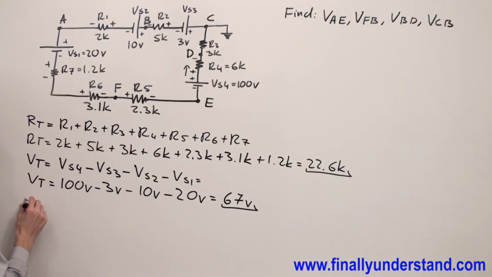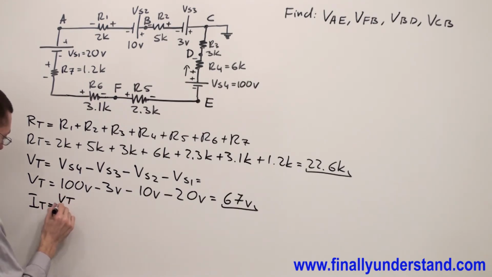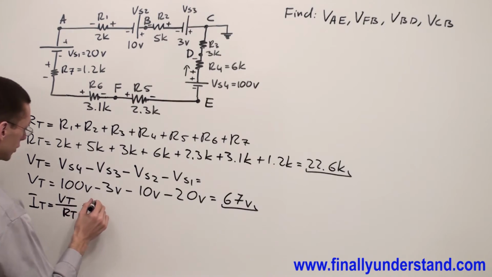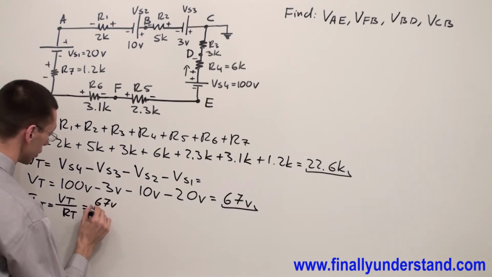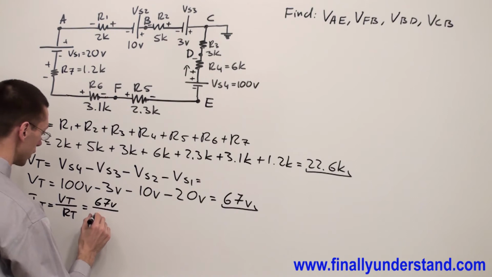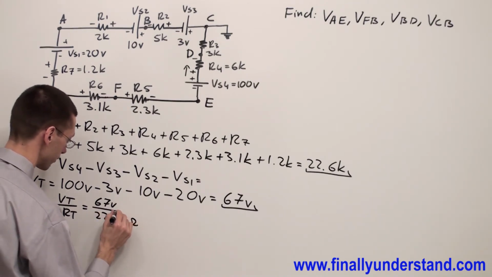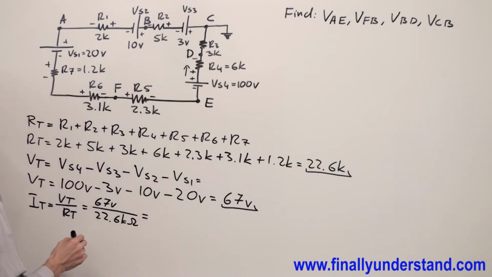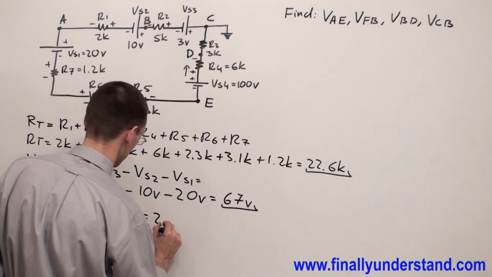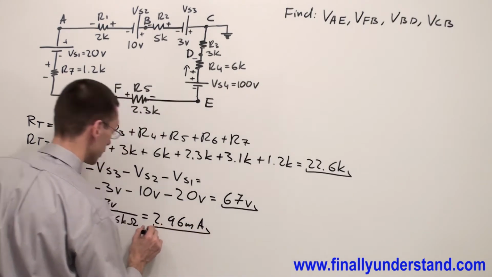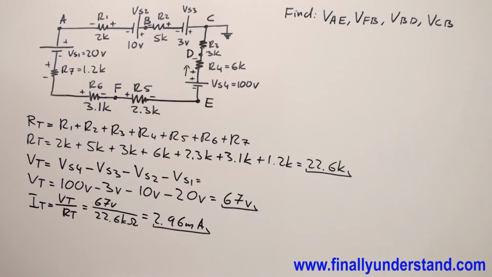Next, I'm supposed to find I total. I total is equal to V total over R total, where V total is equal to 67 volts over R total, which is equal to 22.6 kiloohms. This is equal to 2.96 milliamps. This is the total current in my circuit.